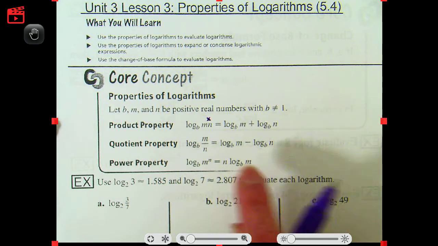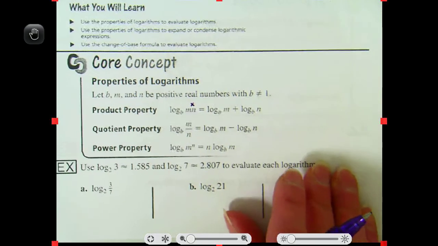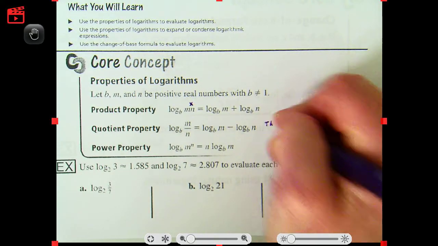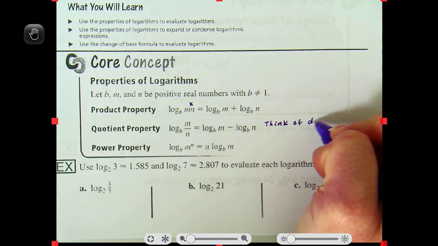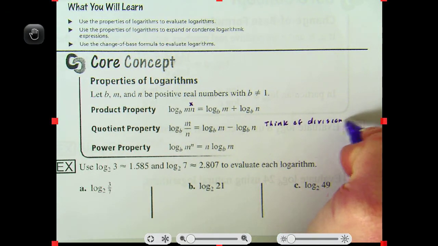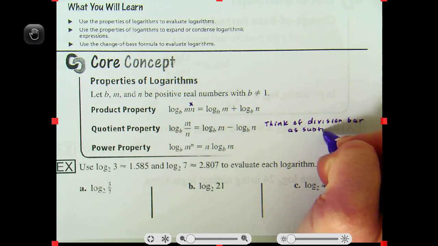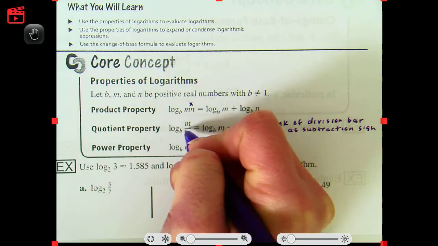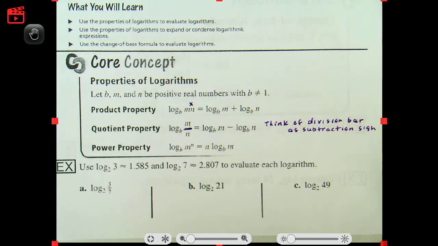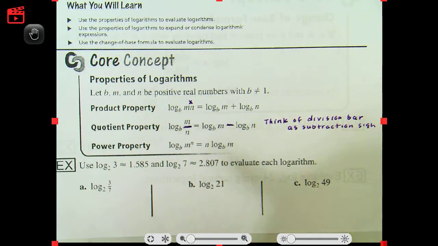So for this one, you can think of this division bar as a subtraction sign. I'm actually going to write that down. Think of division bar as subtraction sign. So a lot of times you'll see me trace that. So hopefully that'll make you think, oh, that division bar can change to that subtraction sign.